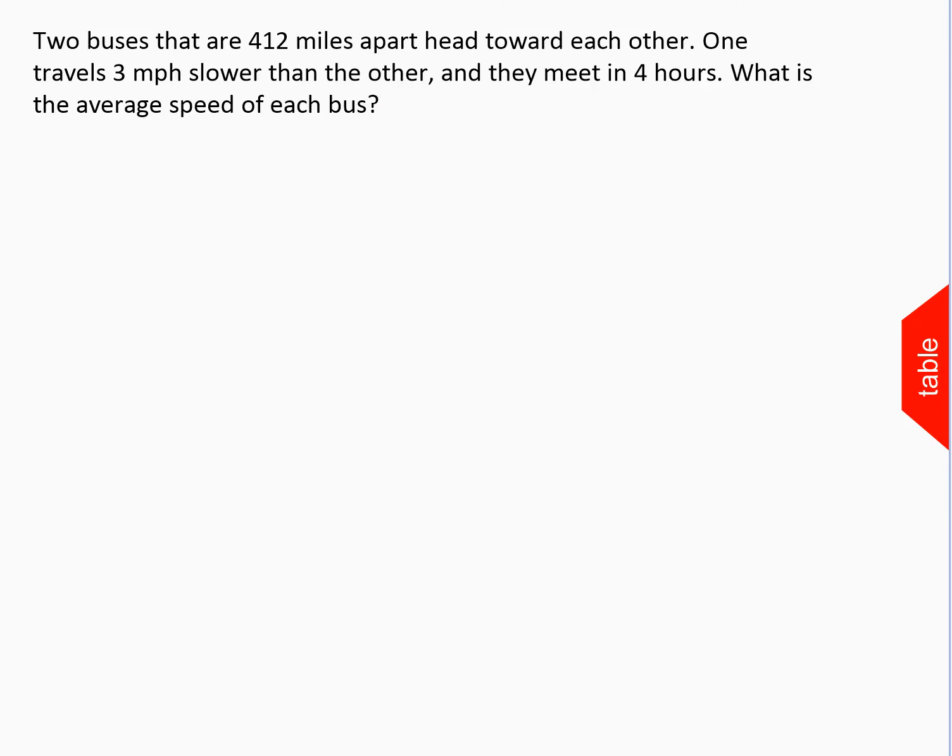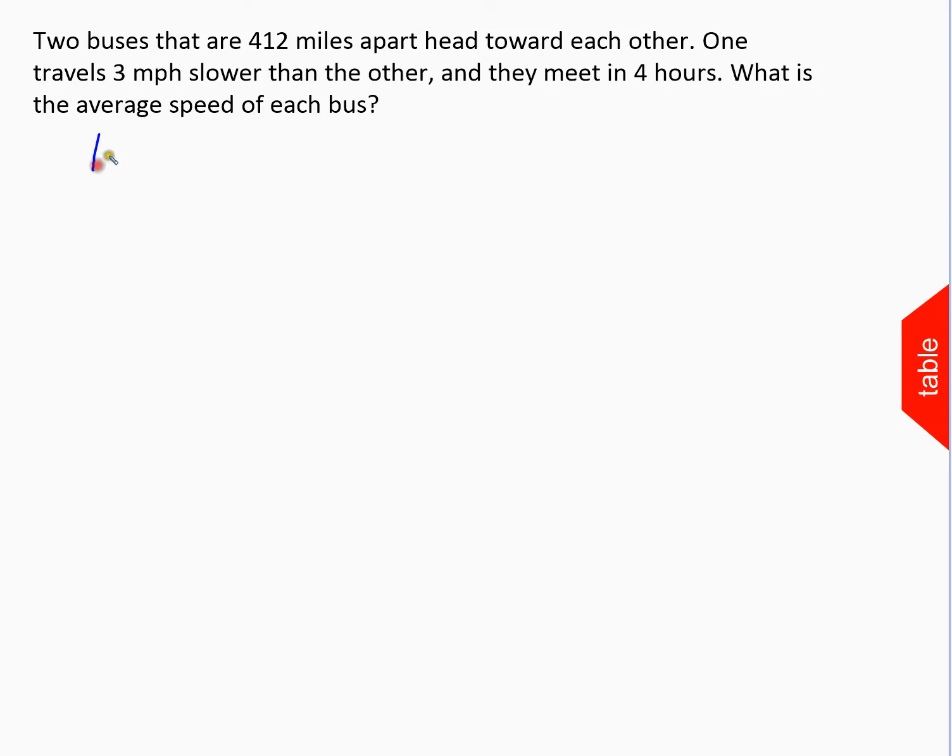This says two buses that are 412 miles apart head towards each other. One travels 3 miles per hour slower than the other, and they meet in 4 hours. What is the average speed of each bus? Now, in the past, we would come up with one variable and then try to relate them. But what we can do here, we're looking for the speed of each bus. So all we need to do, we'll have two separate variables.